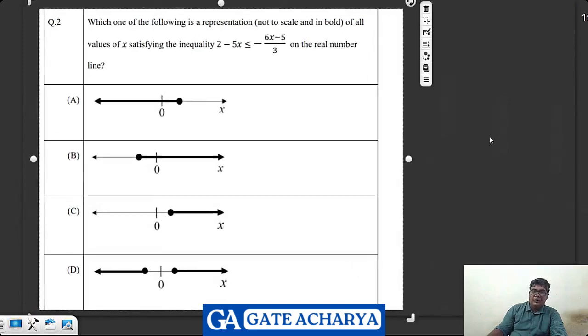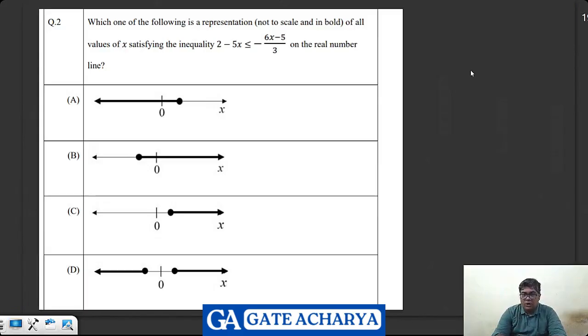This is again a question. So let's deal with this. Which one of the following is a representation, not to scale and in bold, of all the values of x satisfying the inequality 2 minus 5x is less than or equal to minus of (6x minus 5) divided by 3 on a real number line?